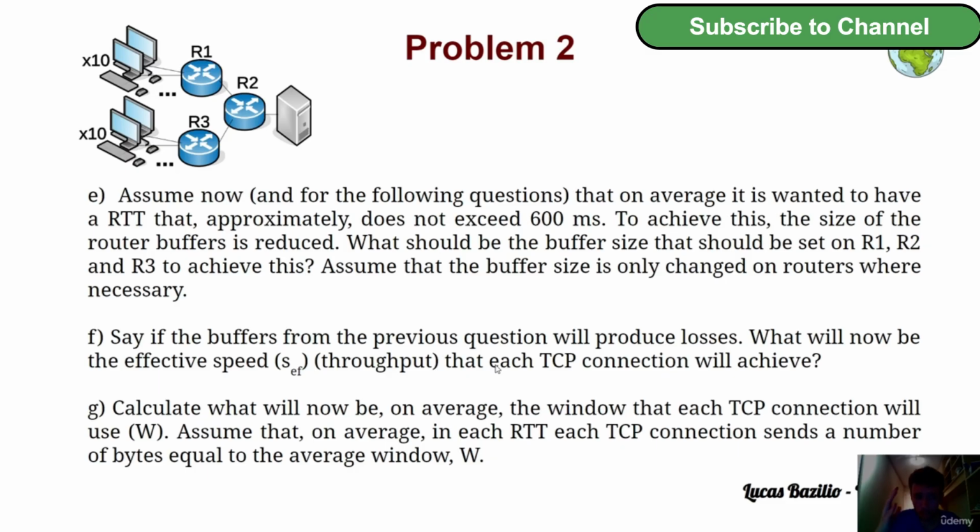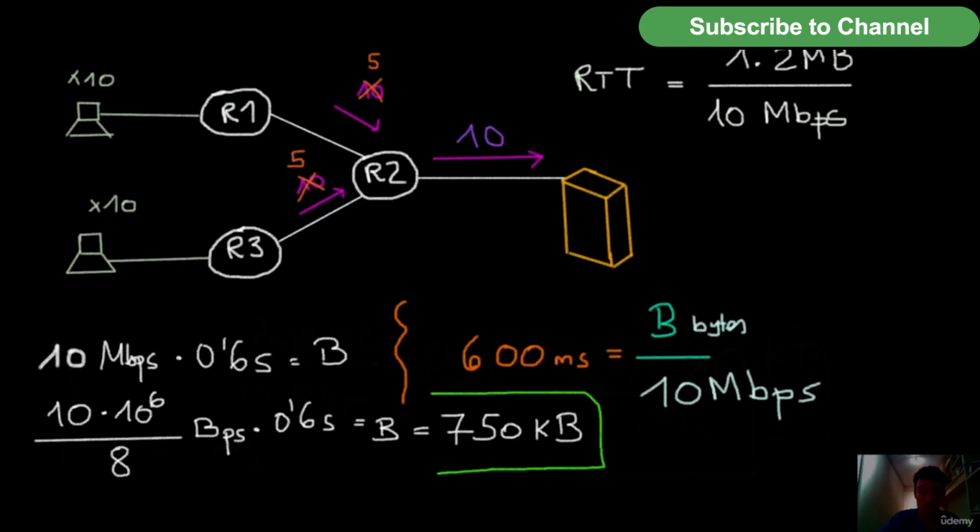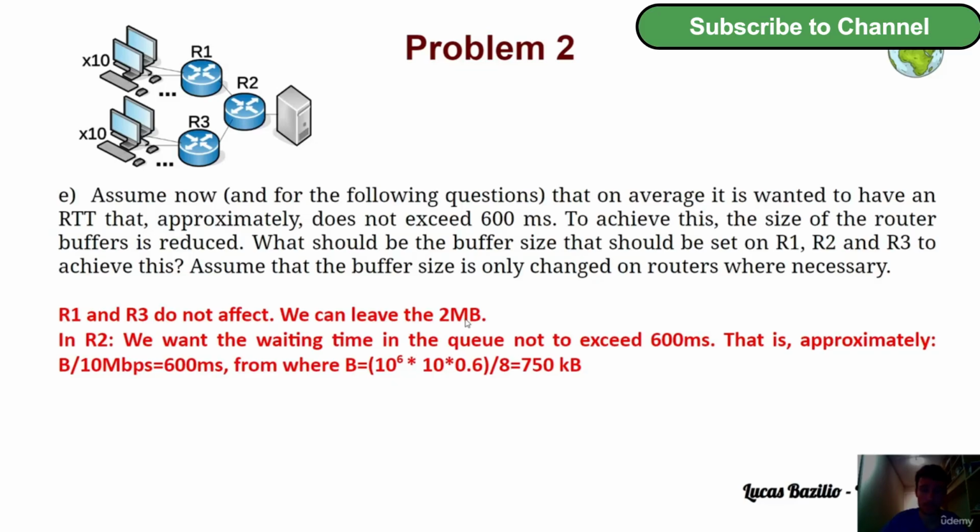Now, remember what we did on the previous question. On the previous question, we calculated the occupation buffer, okay, of the router R2, because the router R1 and R3 were not affected by this question, so we only needed to modify the size of the buffer of the router R2, and we arrived to the conclusion that the buffer size of the router 2 was this size in here, right? 750 kilobytes. This is what we did on the previous question, the question E.